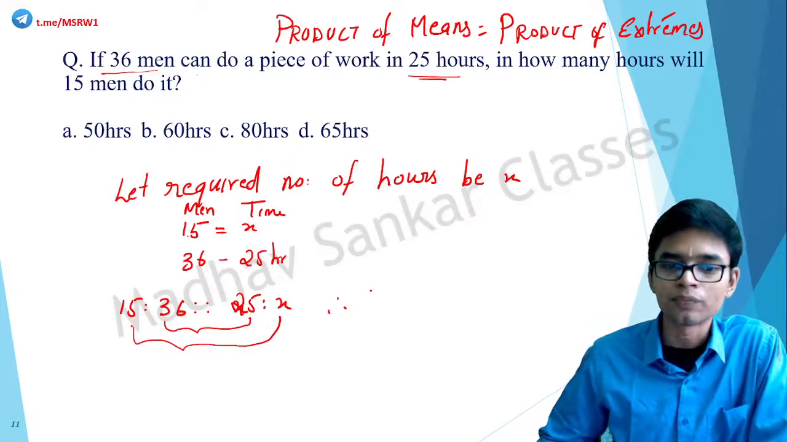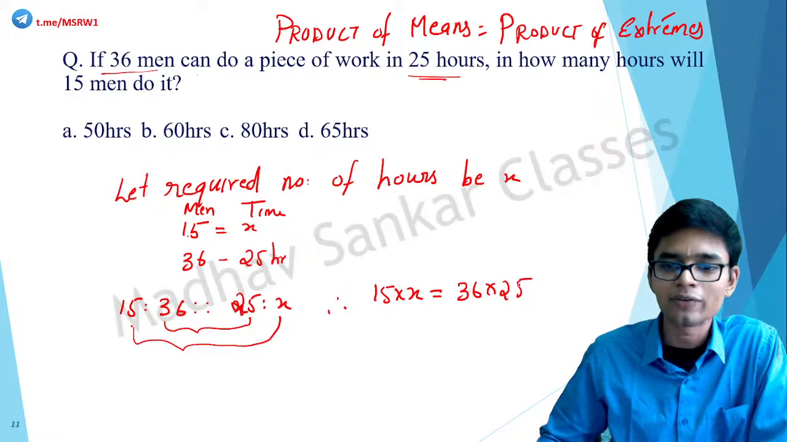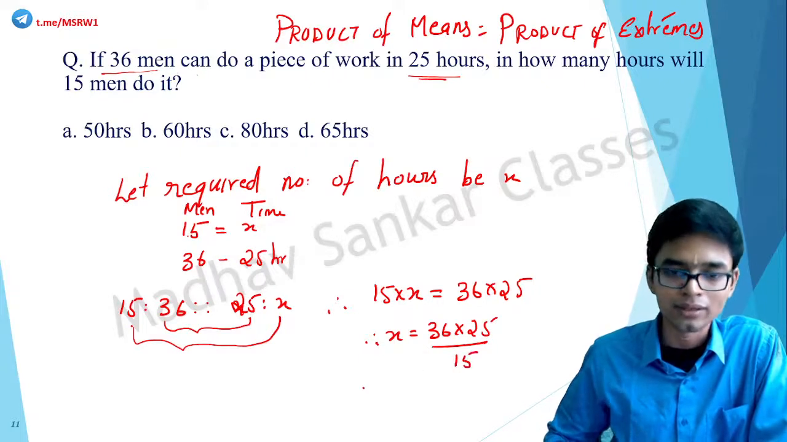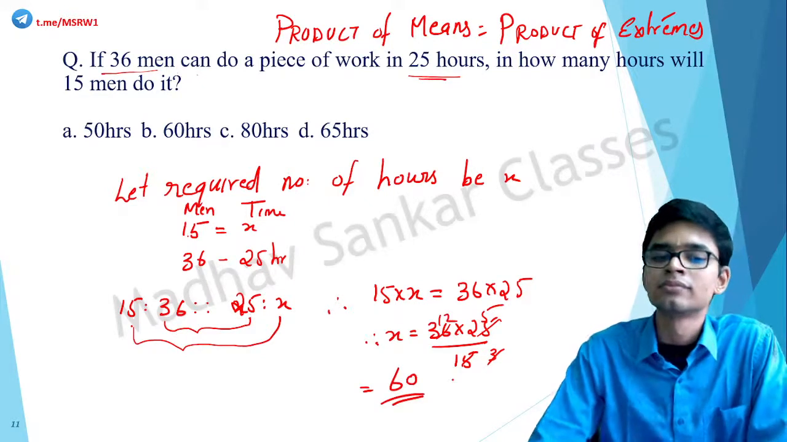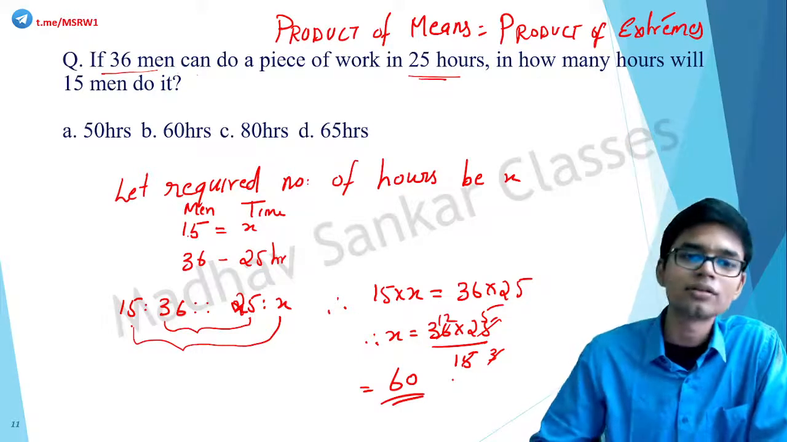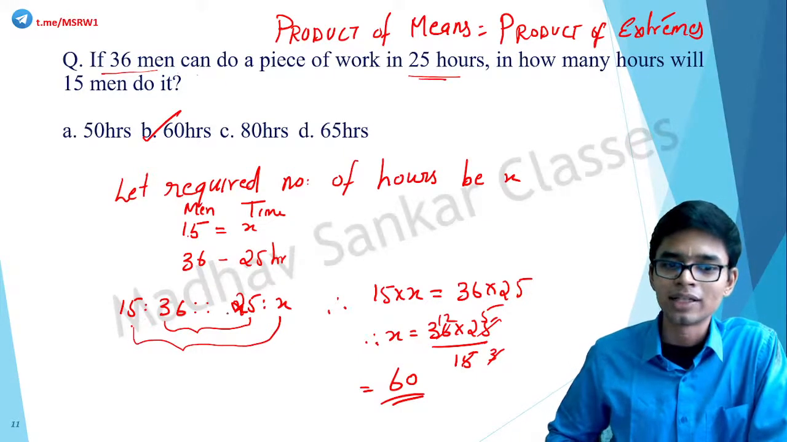So therefore 15 into x is equal to 36 into 25, and therefore x is equal to 36 into 25 divided by 15, that is 60. Clear? Looks simple. So here the answer is option B, but you have to get this correctly.